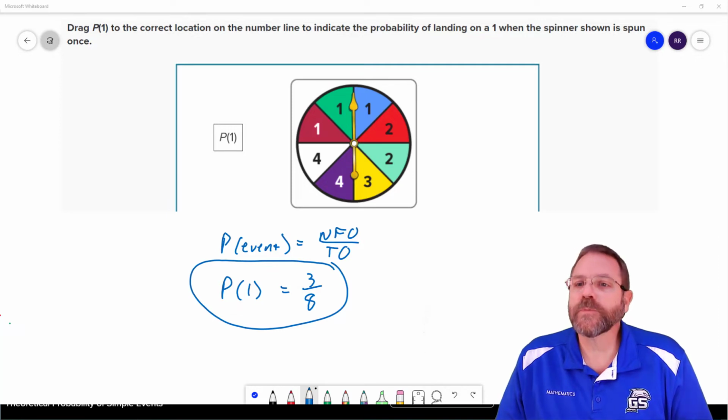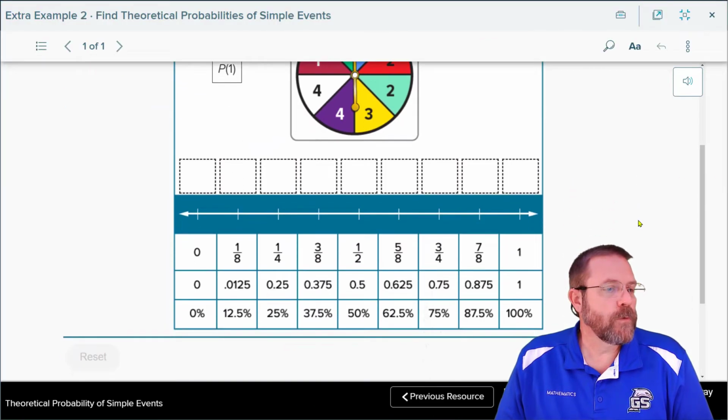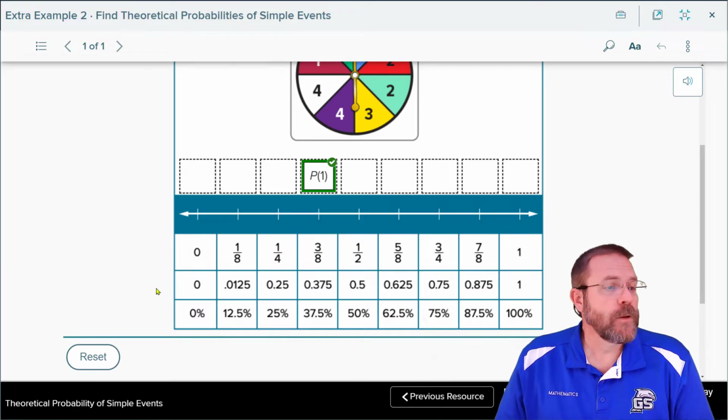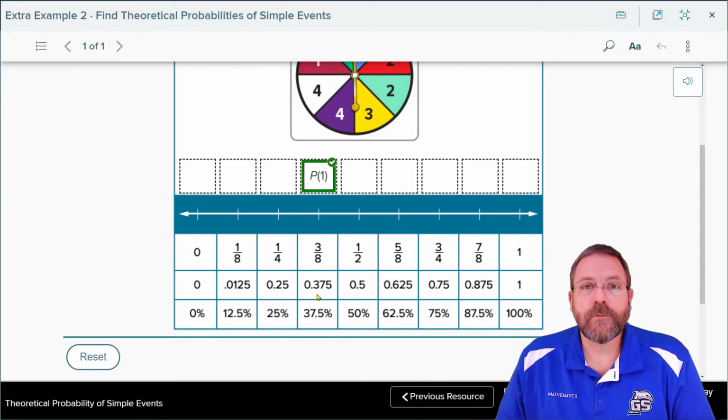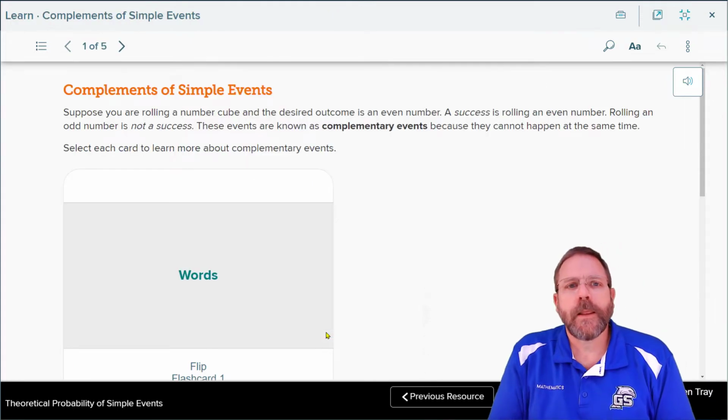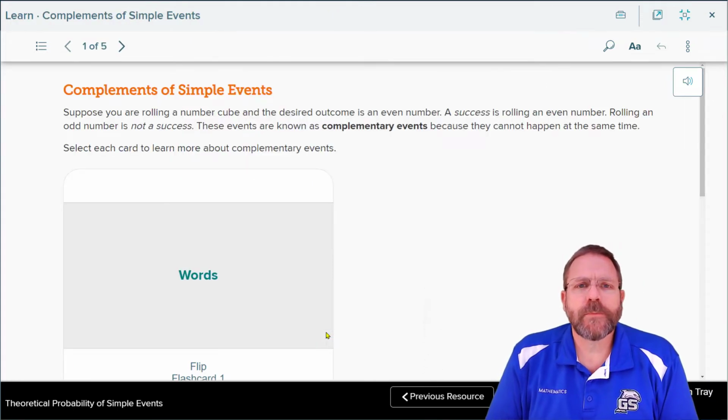Let's see what our options are over here. We're looking for 3 out of 8, that's going to be this one right here. Then drag our 1, stick it right there, check the answer, and it checks. So you have a 3/8 chance, which is also the same as 0.375, which is also the same as 37.5%. Incidentally, that's the same number we had on example 2, so the math should be pretty easy as far as converting between those numbers. Now let's look at complements of simple events.